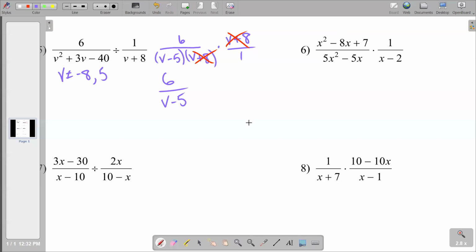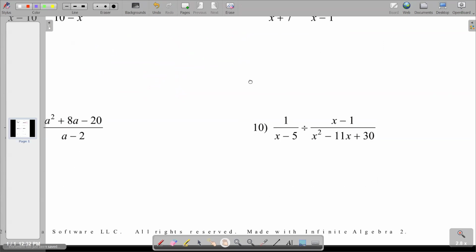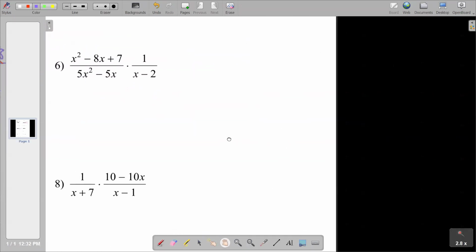Any questions on 5? Okay, let's take a look at number 6. How many do I have on here? 10? This shouldn't take all too long. So let's factor as we go. What's our upper left factoring going to be? Nice. And our lower left? 5x and x minus. Perfect.